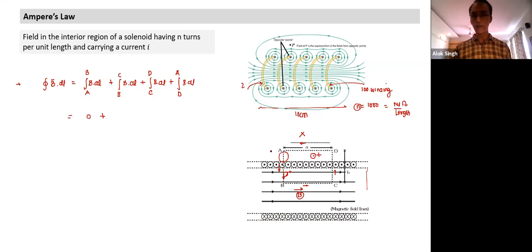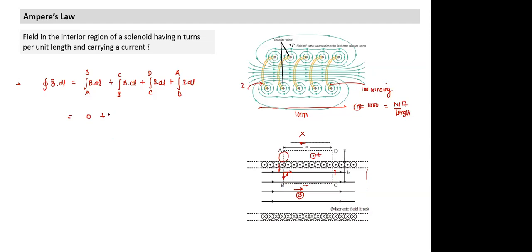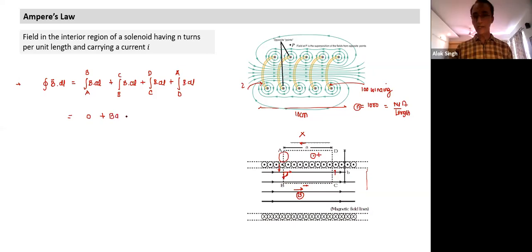How about between B to C? Let's assume this length is equal to A. So from B to C, the angle between them is 0, so cos theta is 1. So it will be B into length, which is simply B into A. In a similar way, A to B is 0, and C to D is also 0. And the outside field is 0 anyway. So B dot dl for the whole loop is equal to B into this length A.